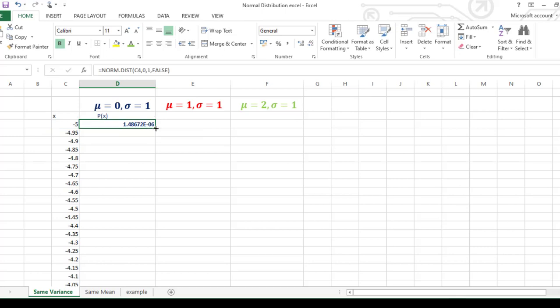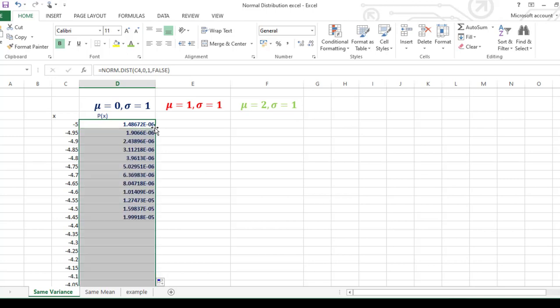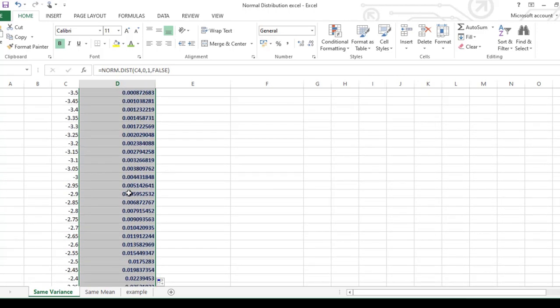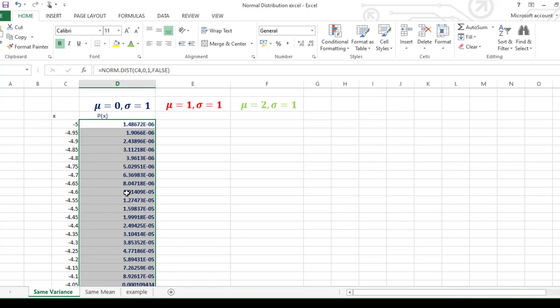Then I am calculating the corresponding probability density for all the values of x. So I got the probability density for all the values of x.